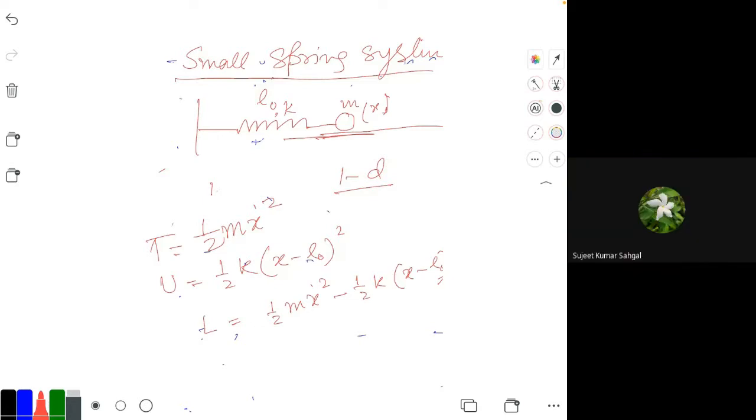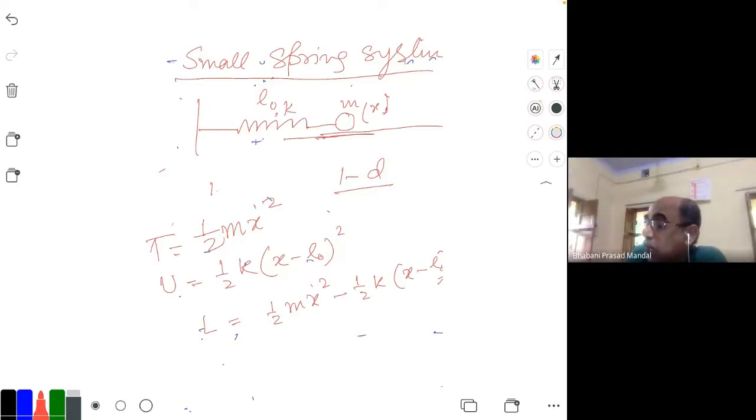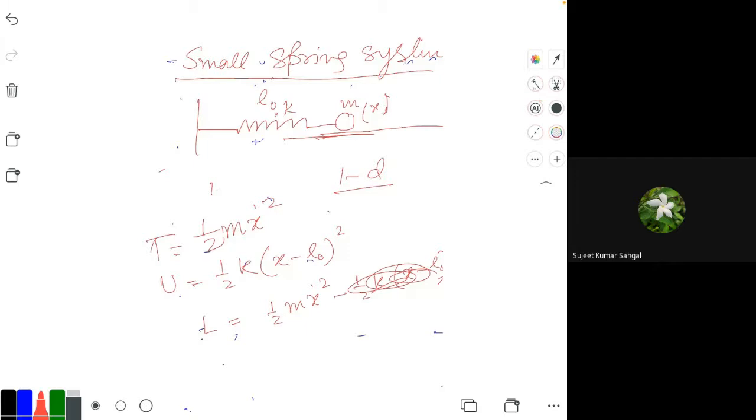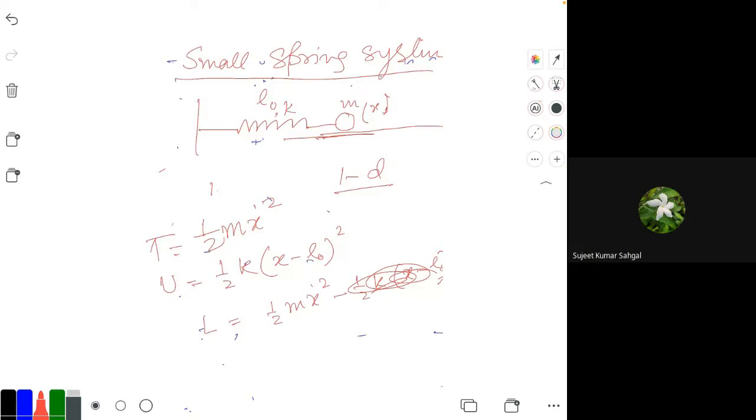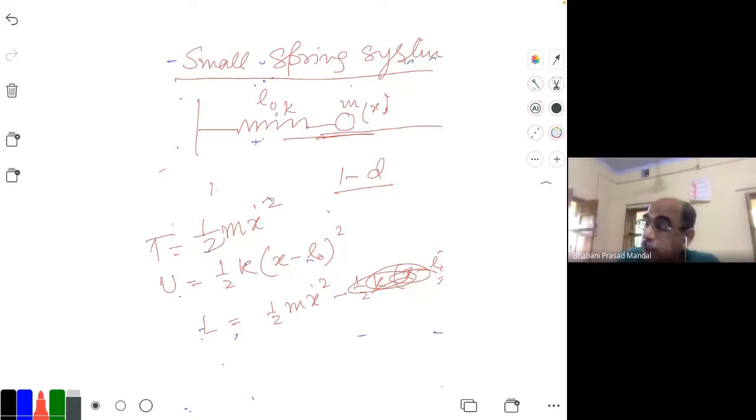बताओ ये काइनेटिक एनर्जी कितना होता है इसका, स्प्रिंग का? सुजीत कुमार बताओ. सर, हाफ mx डॉट स्क्वायर. काइनेटिक एनर्जी. और पोटेंशियल एनर्जी हाफ के x माइनस एल नॉट का होल स्क्वायर. अच्छा, लिखा है इसमें तो देख लिया. ठीक है, चलो.